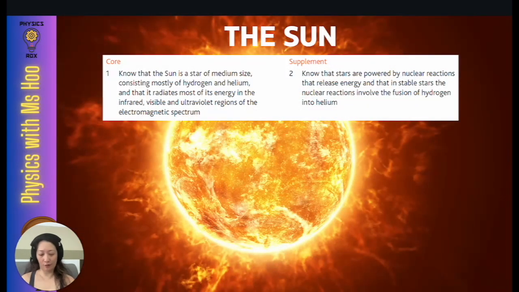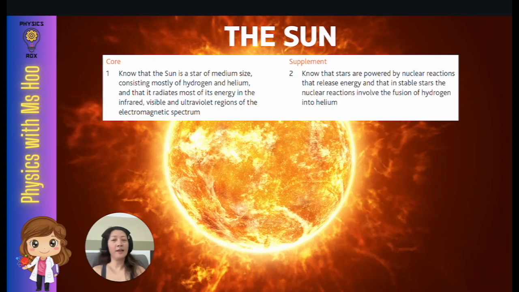Next, you need to know about the sun. The sun is a star of medium size and it contains mostly hydrogen and helium. The reason why it contains mostly hydrogen and helium is because hydrogen is the most basic element that exists in the universe, and this hydrogen element is formed during the Big Bang. Nuclear fusion reaction, as you can see, number 2, is what powers the stars. So our sun, which is a star, undergoes nuclear fusion reaction, which fuses hydrogen into helium. And that's why the sun is made up mostly of hydrogen and helium.